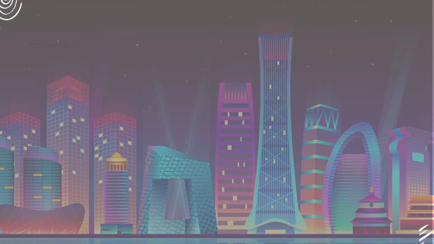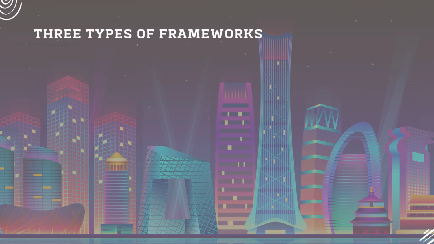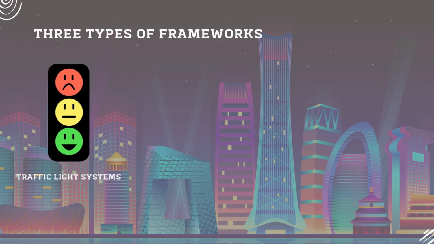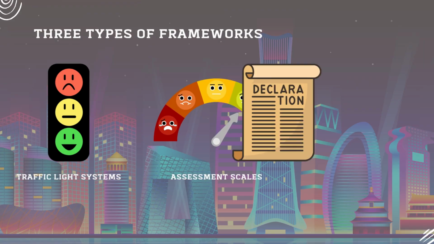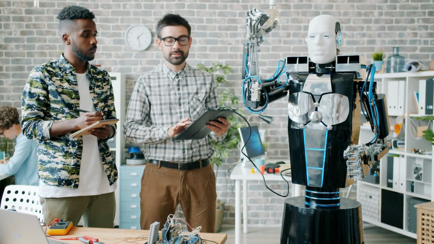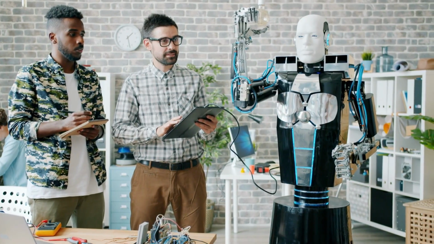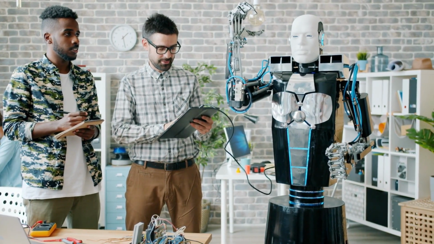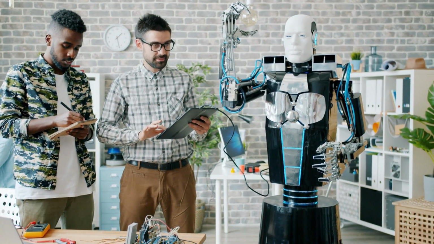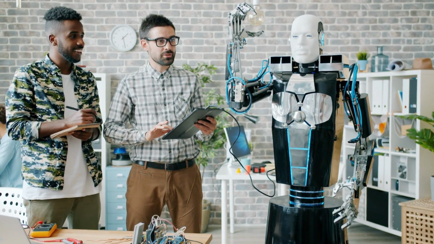In this study, the authors started by examining three prevalent types of framework in current policy: traffic light-based system, assessment scales, and declarative requirements. These frameworks help guide and regulate the use of generative AI in educational settings, ensuring clarity and upholding standards in assessments and learning practice.